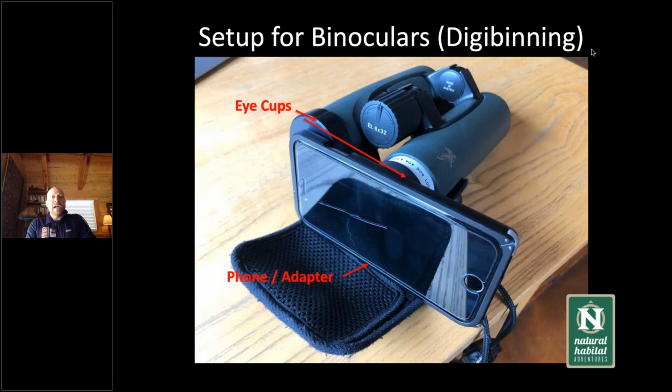Now, this is my setup for binoculars. And again, you'll hear people refer to this often as digibinning. I personally take more photos through my binoculars than my spotting scope because I always have the binoculars with me. The downside of binoculars is it's difficult to stabilize the image. They can shake around quite a bit because you don't have a tripod. The eye cups end up being pretty important when attaching an adapter, so I wanted to point out the eye cups with this particular pair of binoculars. And then finally, the phone adapter. It's the same adapter whether I'm using my binoculars or my scope, just different eyepieces, and I'll show you that here in a moment.